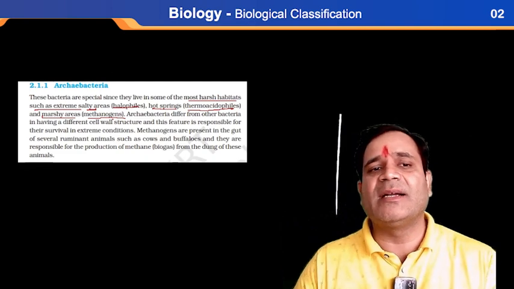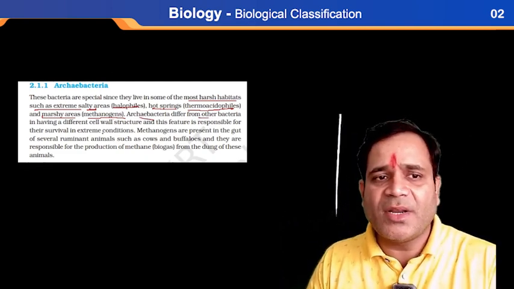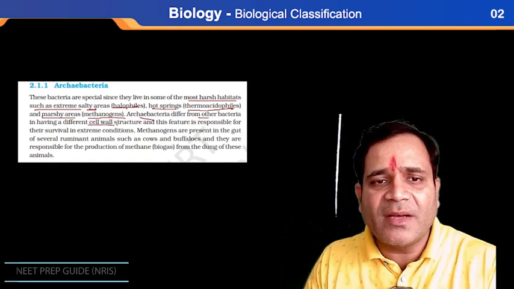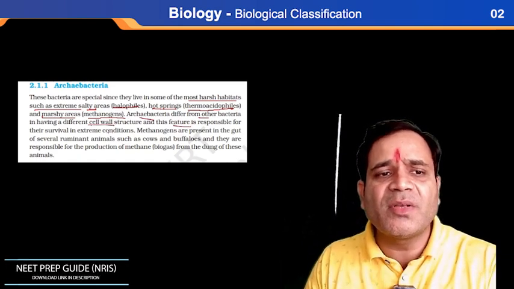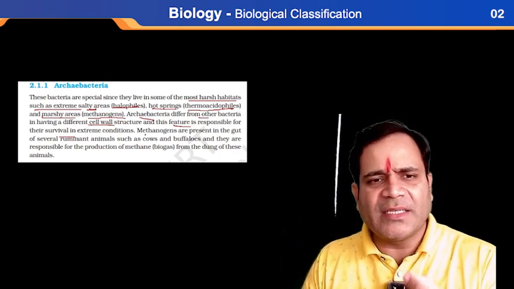They are found in the marshy area, right? So the Archaebacteria differ from other bacteria, as you already know, because of the different cell wall structure. These different features are responsible for their survival in extreme conditions. Take one example, methanogens.